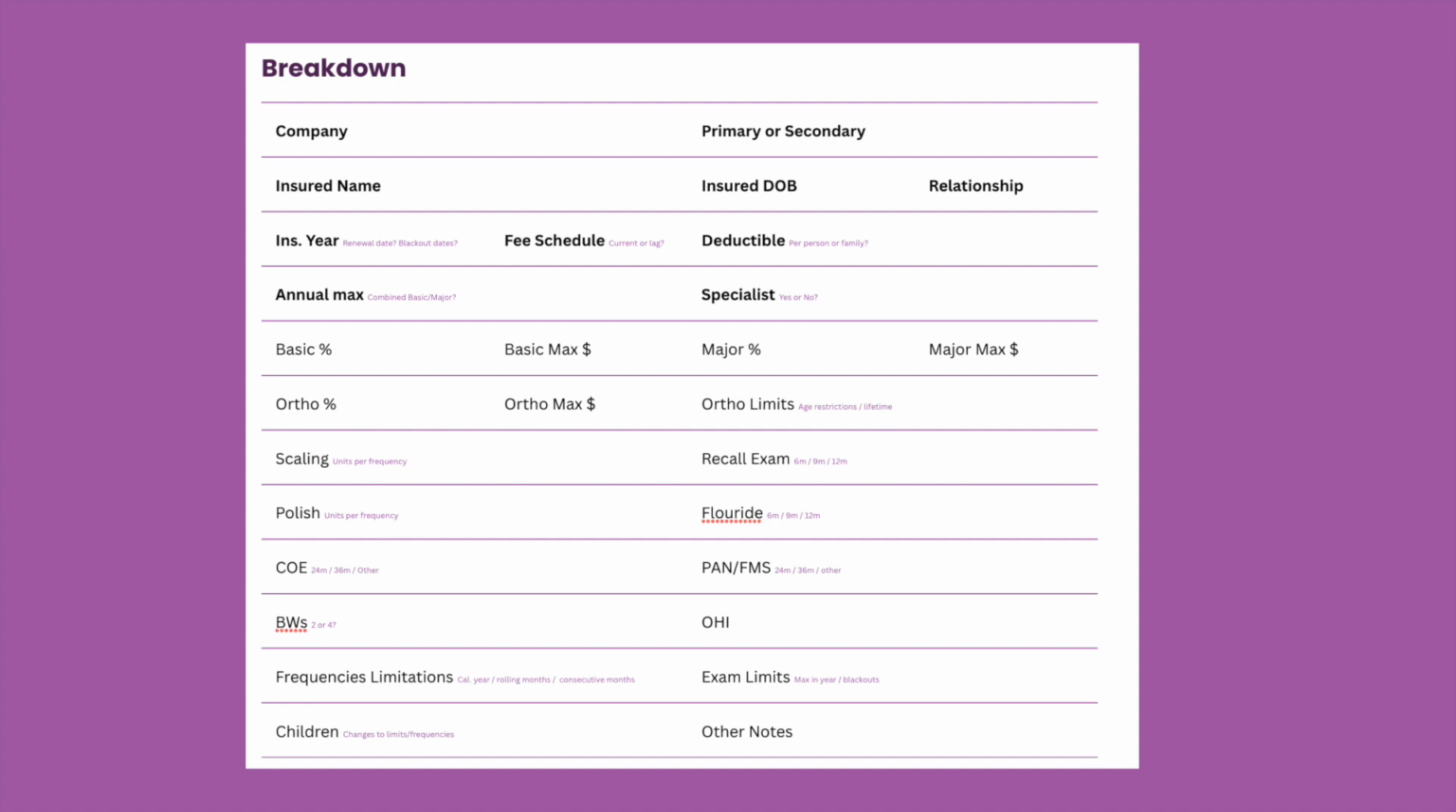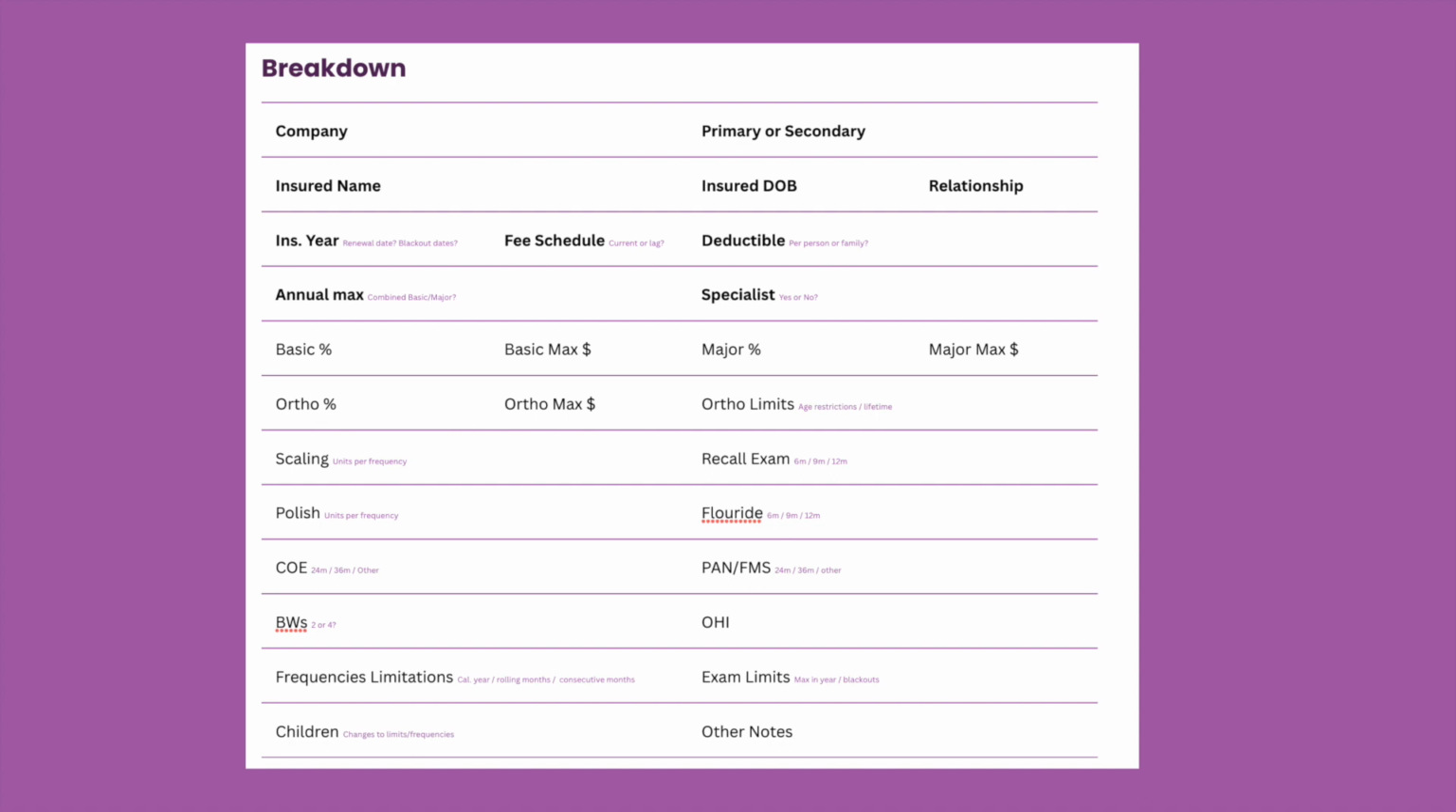Does the plan follow the current provincial fee guide, or is there a lag? Does the policy include a deductible, and what is the individual and family deductible, if applicable? Specialists have a different fee guide, so it's important to find out if the plan has specialist coverage. Next, we need to find out the annual dollar amount for this policy. Does it combine basic and major procedures?